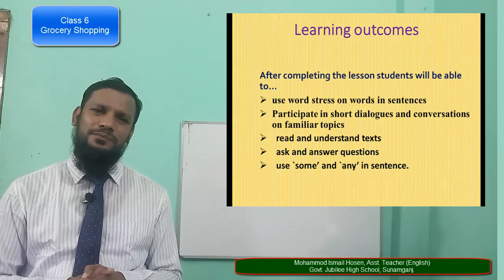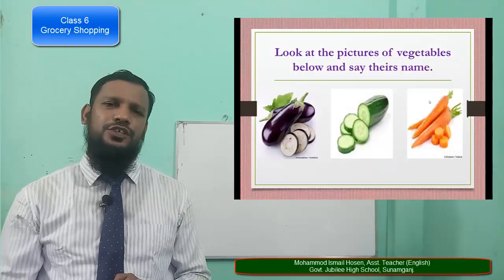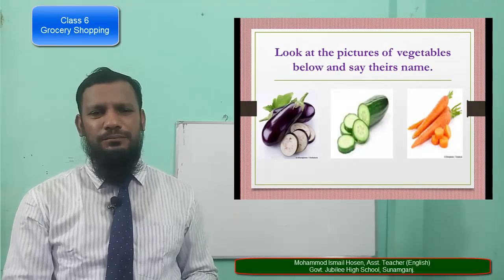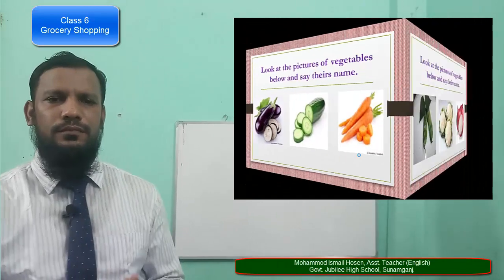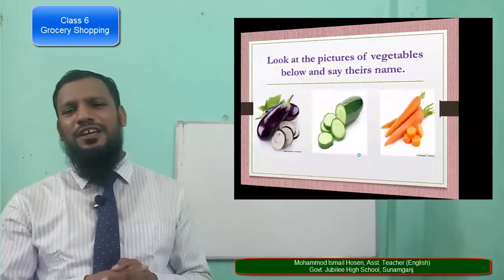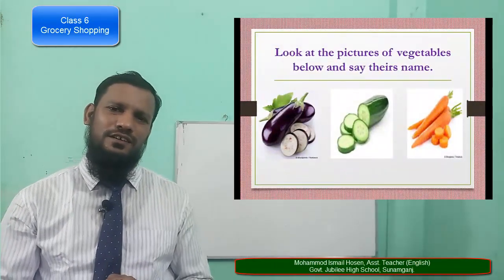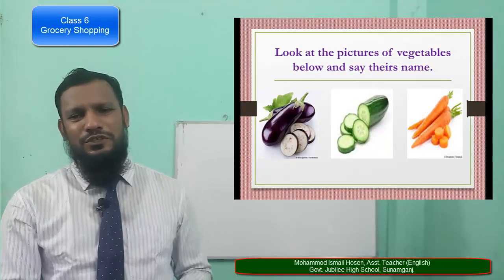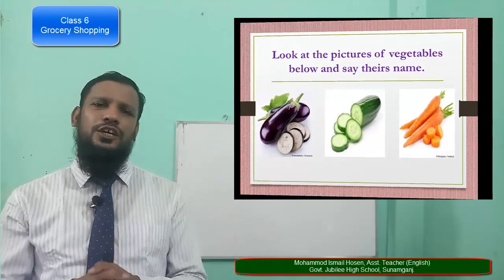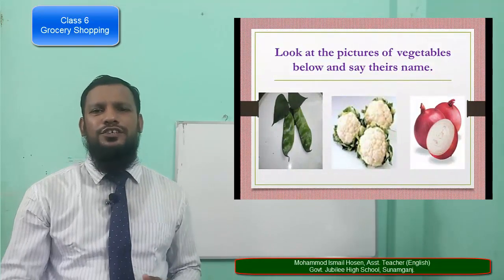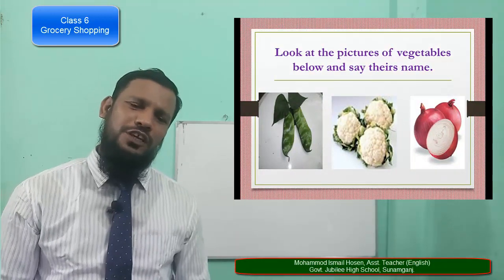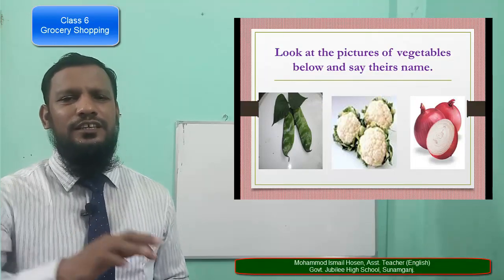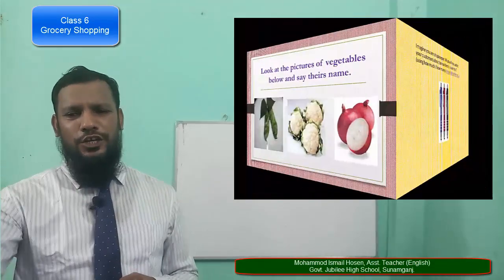So let's see. I'm going to show you some pictures. Can you tell the names? What can you see in the first picture? Brinjal. Then what is it? Cucumber. And then carrots. Dear students, look at the pictures of vegetables below and say their names. Beans. Yes, then cauliflower, and then onion.